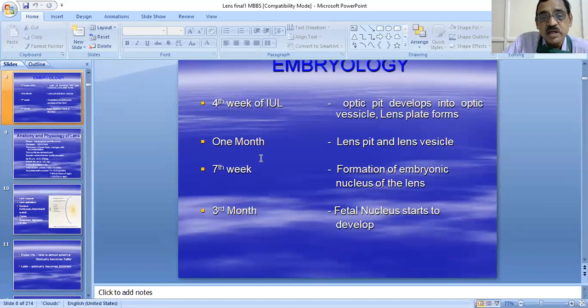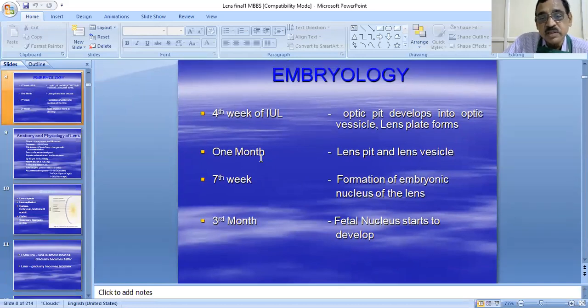I also told you that during the 4th week of intrauterine life, the optic pit develops into the optic vesicle and the lens plate forms. At 1 month, the lens plate and lens vesicle take their shape. In the 7th week, formation of the embryonic nucleus of the lens starts, and in the 3rd month, the fetal nucleus starts to develop up to the birth.